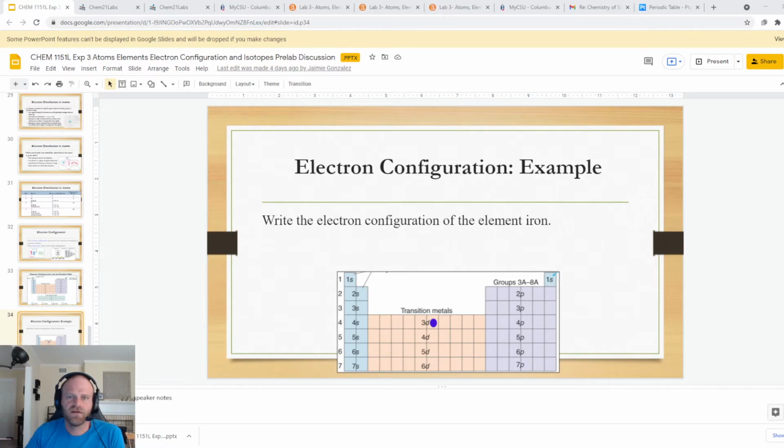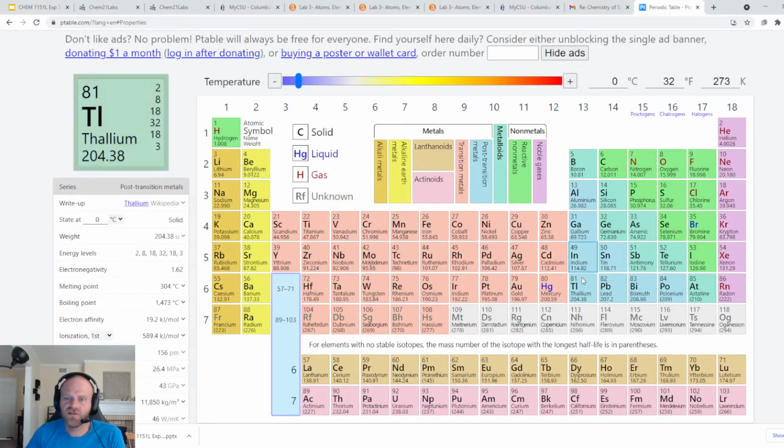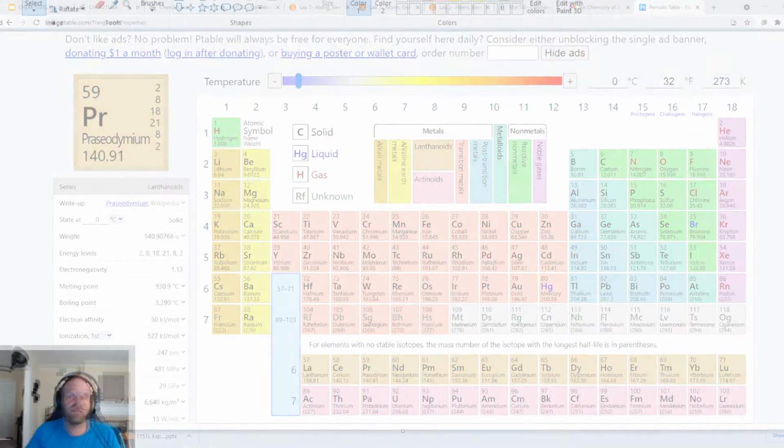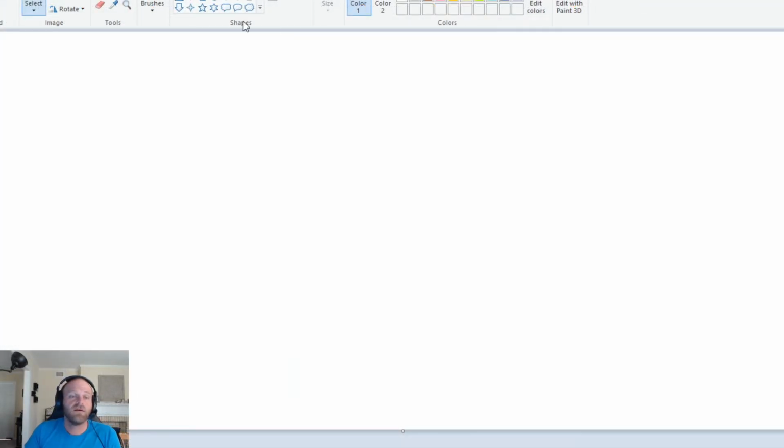Okay, so let me go to my periodic table, see what iron is. Iron is 26, so I have 26. If I have 26 protons, that means I have to have 26 electrons, right? Because protons and electrons, if they're the same number, then the atom's neutral. And it is. So 26 protons, that means I'm going to have 26 electrons. Let me move back to this and start writing.